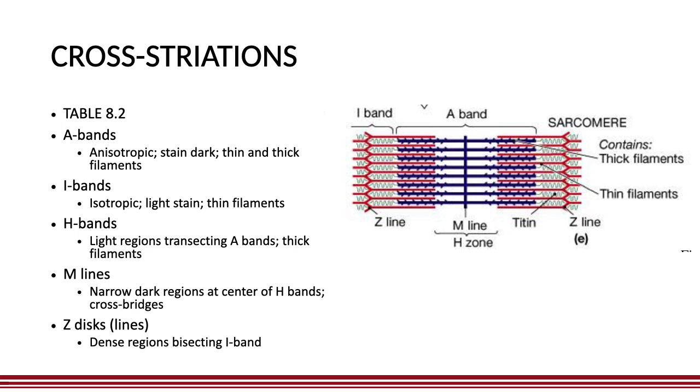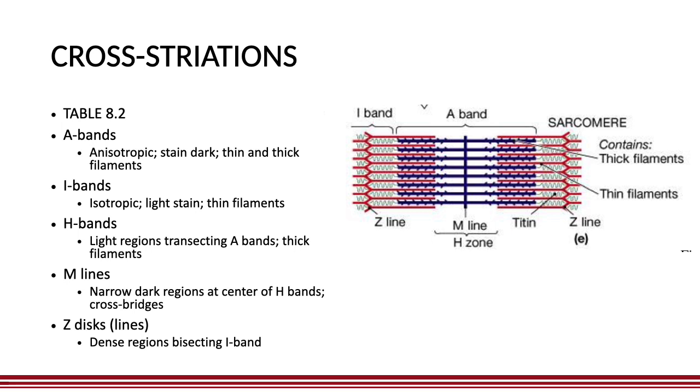Now, the area between the Z line and the A band is known as the I band. I means isotropic band, and it stains lightly. It stains lightly because only the actin filaments, or the light filaments, are located here. So that's why it tends to stain lightly under the microscope.